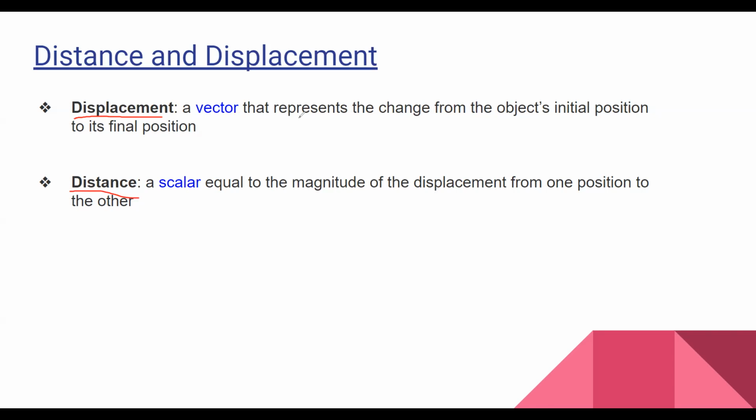Displacement is a vector that represents the change from the object's initial position to its final position, and the magnitude of that vector would be called a scalar.